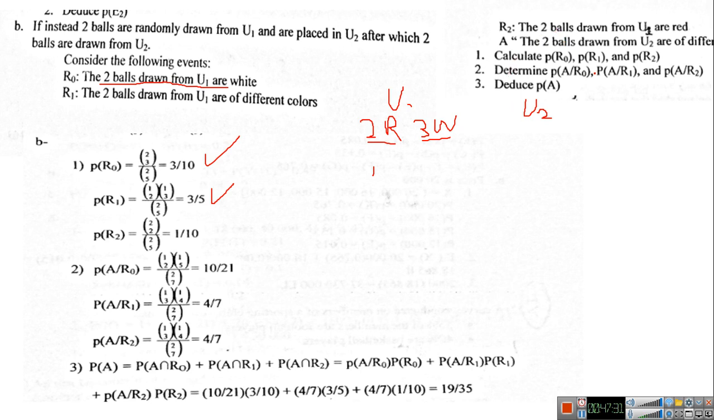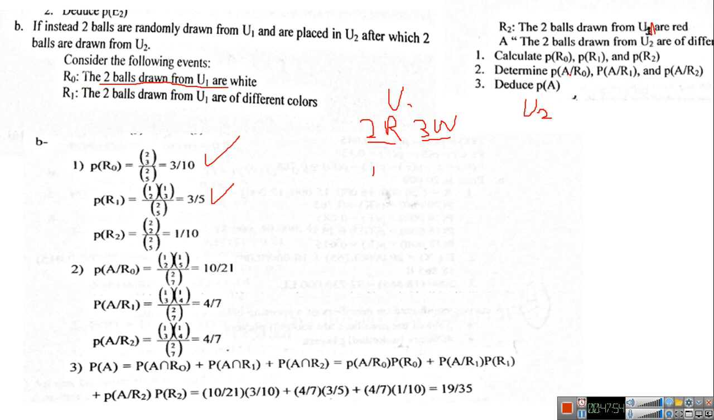They want to draw P of R2: the two balls drawn from U1, sorry, from U1, not U2, are red. So to be red is 2 out of 2 over 2 out of 5. So R0, R1, R2 are all the possibilities, so they form a total probability.